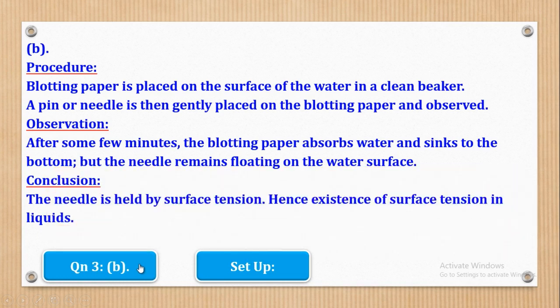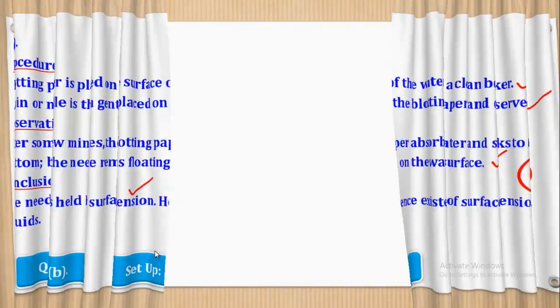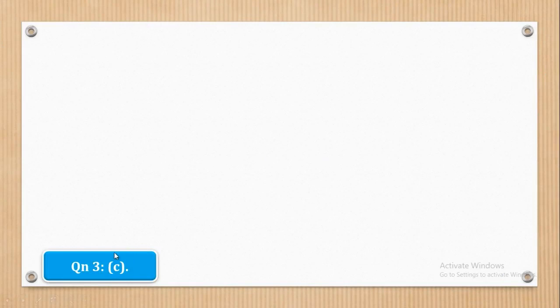Now let's see how marks can be awarded. The first mark is for putting the blotting paper on the surface of the water in the beaker, and the second mark is for gently putting a pin or a needle on the blotting paper. Next is the observation, what is observed, and lastly the conclusion that the needle is held by surface tension. So basically that's how the 4 marks could come about. Now we shall go to part C.